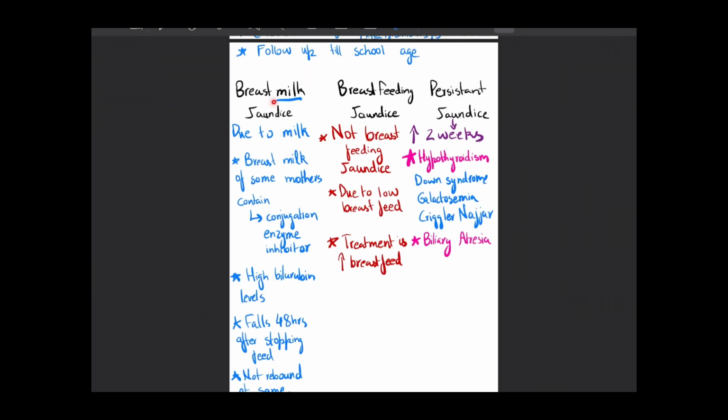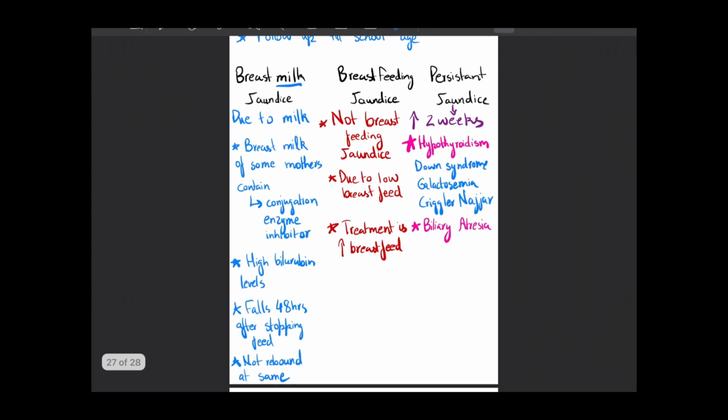Next is breast milk jaundice. In breast milk jaundice, you always remember the word milk. So it is due to the milk, as the breast milk of some mothers contain conjugation enzyme inhibitor, so this can cause breast milk jaundice. High bilirubin levels, and these fall 48 hours after stopping the feed, and there is no rebound after again continuing the feed.